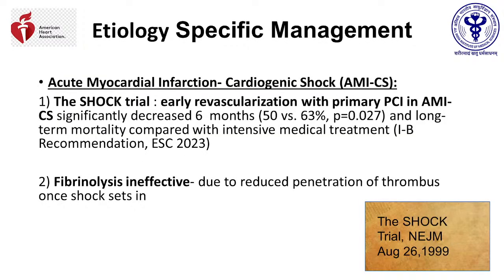Etiology-specific management, these are from the American Heart Association guidelines. It defines any acute myocardial infarction which presents as cardiogenic shock. This was the SHOCK trial, published in NEJM. It says that early revascularization with primary PCI in acute myocardial infarction related cardiogenic shock significantly decreased the 6 months mortality. Fibrinolysis is considered ineffective in such cases because the penetration of the thrombus will be reduced because of hypoperfusion.